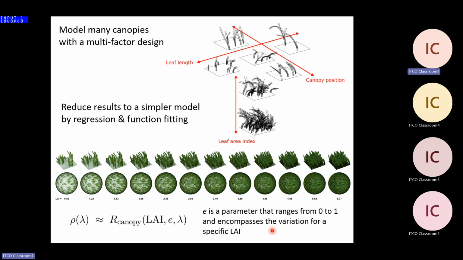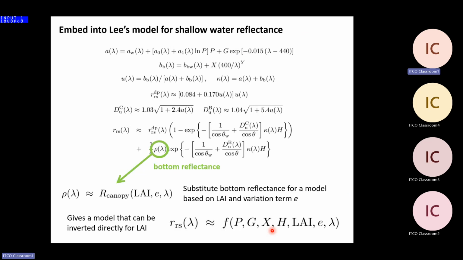But basically now what we've got is a two-parameter model for spectral bottom reflectance, which is leaf area index, which is what we want to know, and some other parameter that encompasses the variation. So we can then plug that into Lee's model for shallow water reflectance as our bottom reflectance model. So we get rid of that spectral mixing thing, plug this in, and now you've got a model for estimating leaf area index of seagrasses. But it only works where you only have seagrass and sand. It doesn't work for corals anymore. There's no coral reflectance in it. You can only apply it to places where you've only got a variation of sand and seagrass.